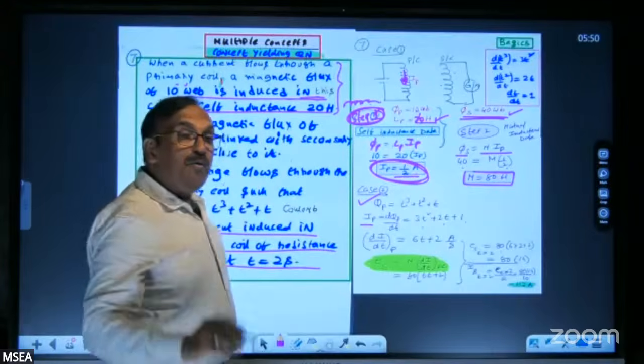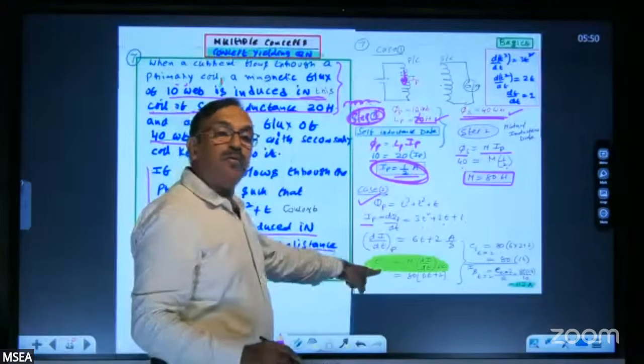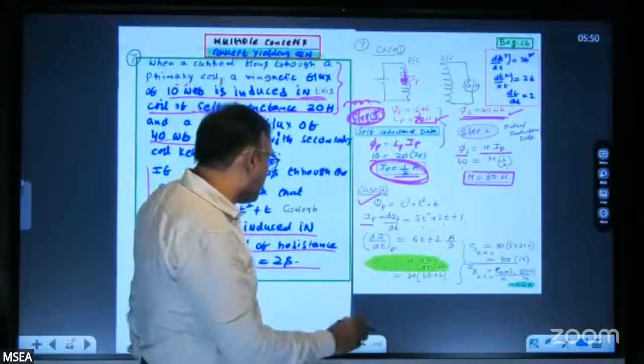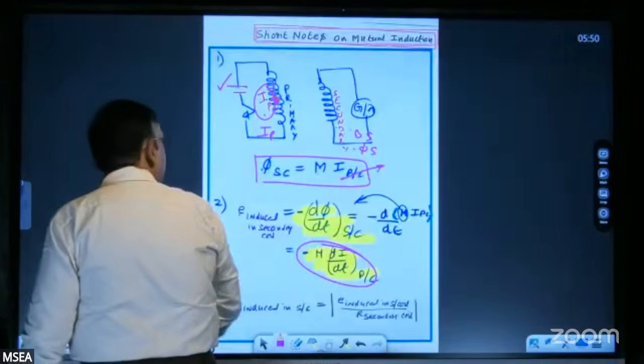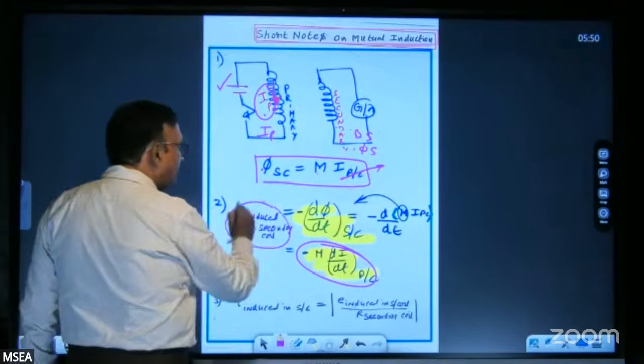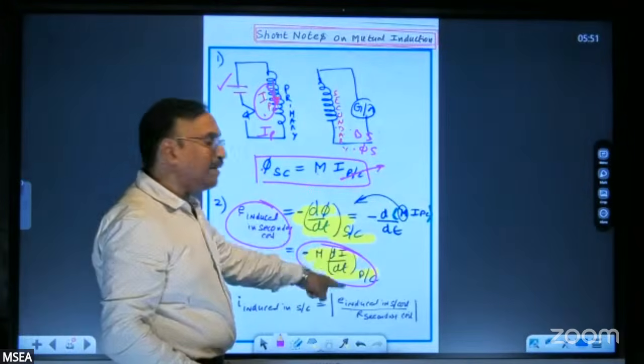Now basically you want to know the EMF developed in the secondary coil. Already we have seen that the EMF developed in the secondary coil is nothing but minus M di by dt.